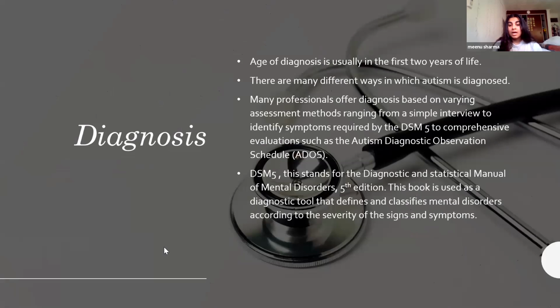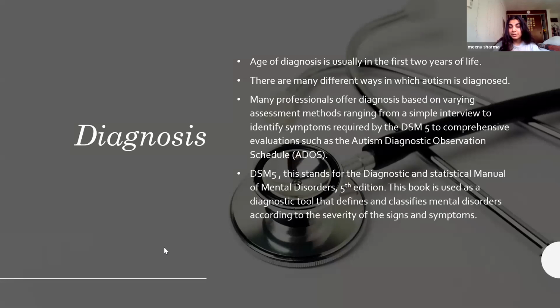Diagnosis. Age of diagnosis is usually in the first 2 years of life. There are many different ways in which autism is diagnosed. Many professionals offer diagnosis based on varying assessment methods, ranging from simple interview to identifying symptoms required by the DSM to comprehensive evaluations such as the Autistic Diagnostic Observation Schedule, ADOS.